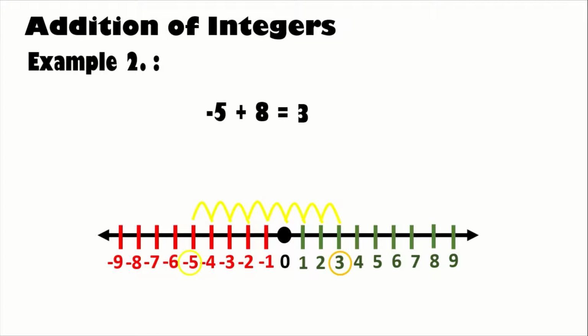Do not be confused. Just observe first which is larger if the integers have different signs. At first glance, we already saw that the larger value in this example is positive 8. So the sum will be positive. Okay, so do not be confused with that.